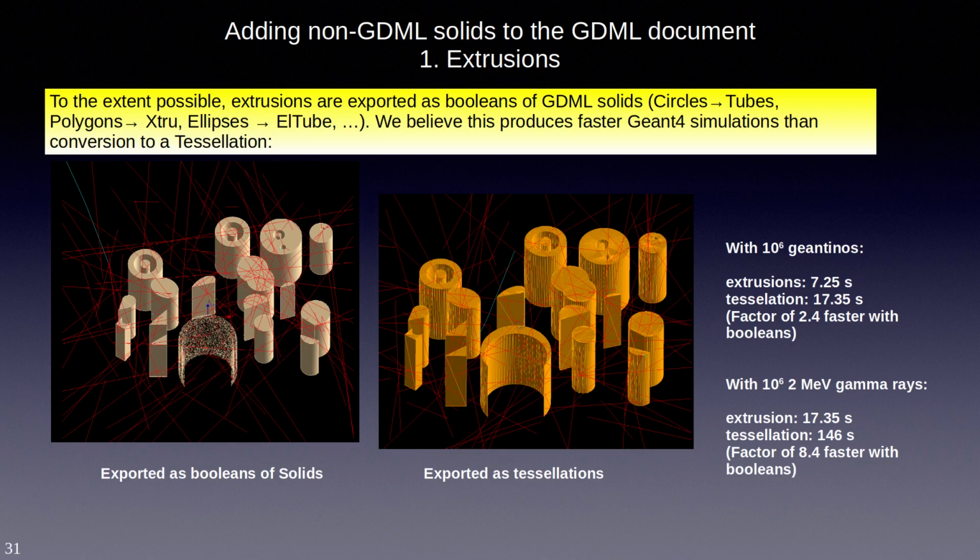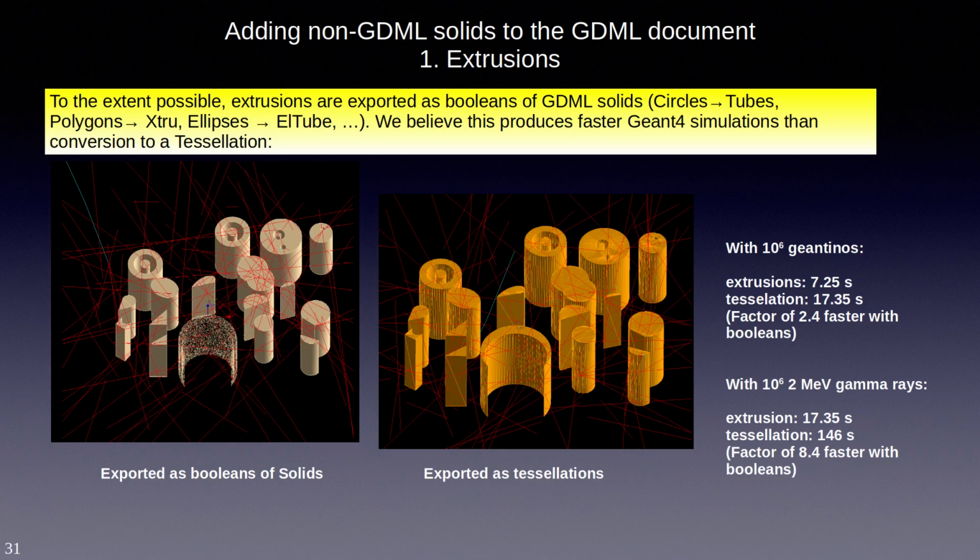To the extent possible, extrusions are exported as booleans of GDML solids. For example, a circle extrudes to a tube, a polygon extrudes to a GDML extrude, an ellipse to an elliptical tube, etc. We believe this produces faster GEANT4 simulations than simply converting the resulting extrusion to a tessellation.